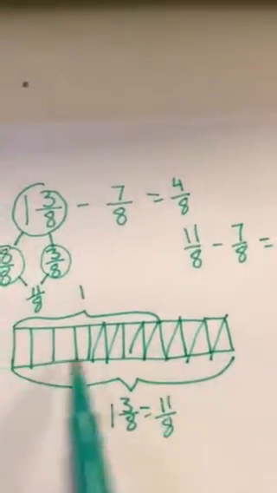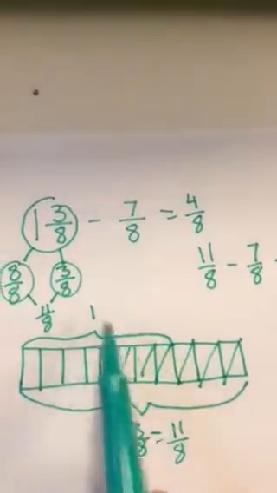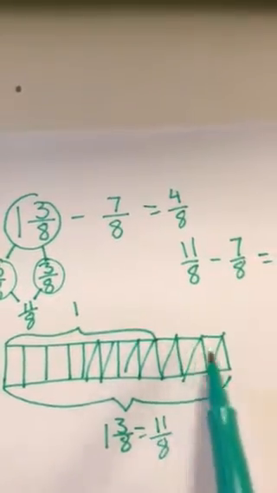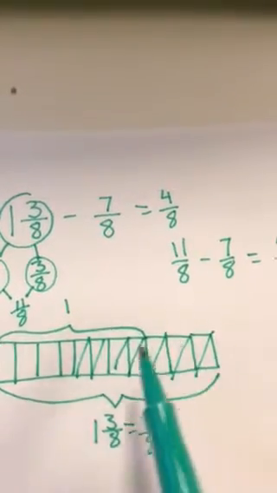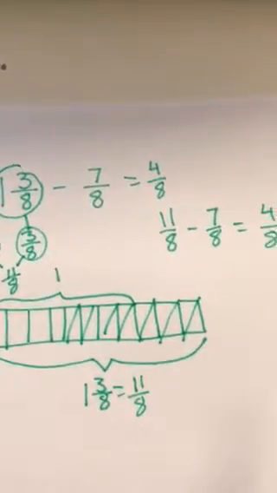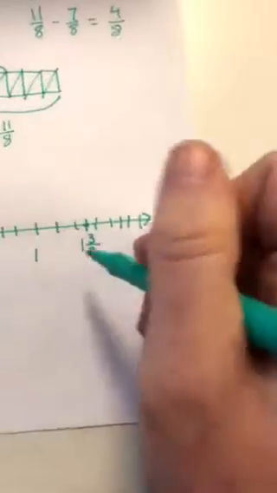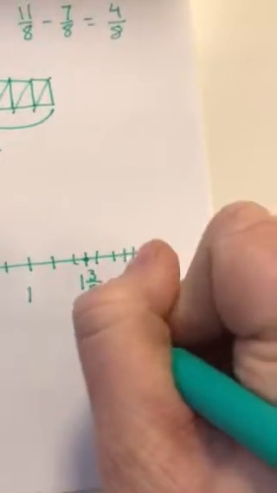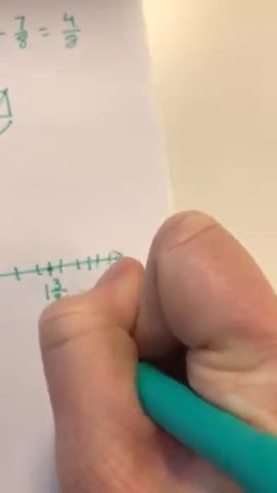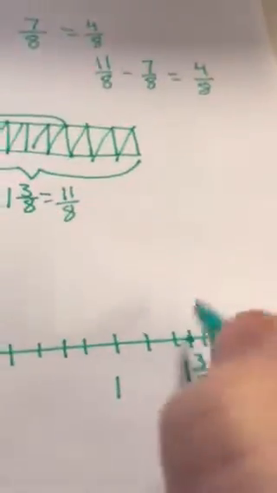So again, I made my tape diagram, I made my whole, cut it into 8 pieces, added 3 more eighths, and then I just crossed out the 7/8 I wanted to get rid of. On a number line, it's going to look no different than what we started over here. I have my 1 and 3/8, which is equivalent to 11/8. And I'm going to start there, and I'm going to jump back 7/8.